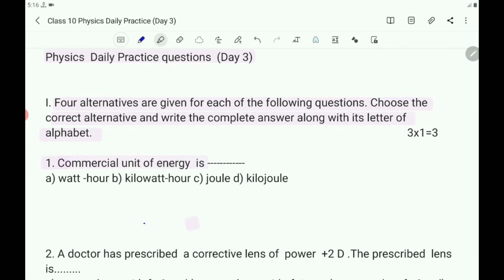Commercial unit of energy is. What is the commercial unit of energy? Here the four options are A, watt hour, B, kilowatt hour, C, joule, and D, kilojoule. And what is the answer? The answer is B. Option B is the answer. What is that? Kilowatt hour. Kilowatt hour is the answer.